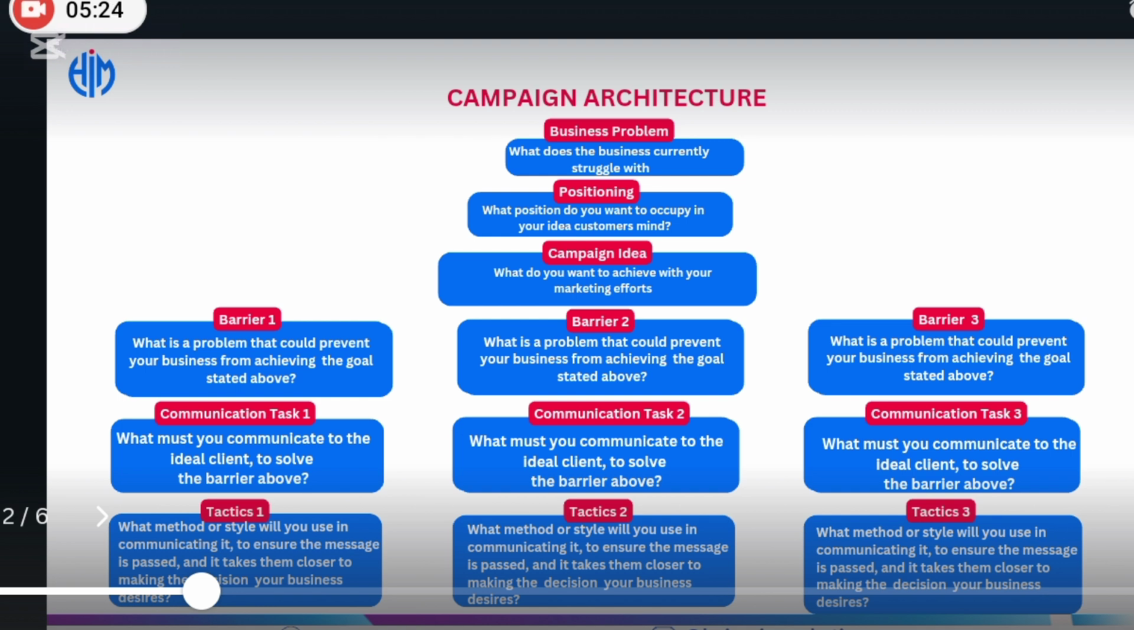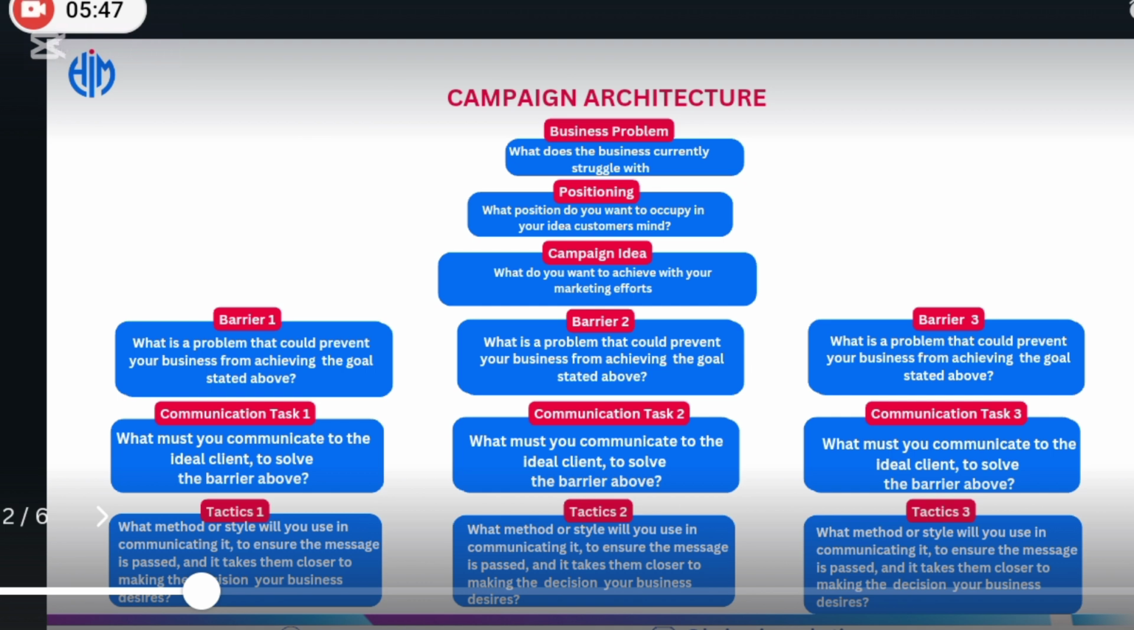What do we want to achieve with our marketing effort? What is that communication we want to be able to communicate to that customer to tell them that we are the people that can do this for them? That's what we mean by campaign idea. What is the end goal of this campaign that we're doing? What do we want to be able to communicate?